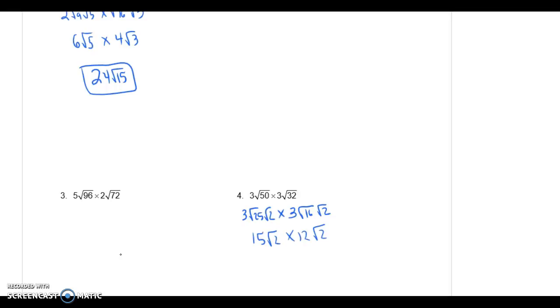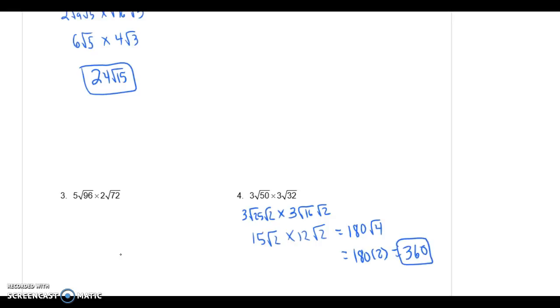So I can multiply 15 times 12, and that's going to give me 180. Multiply the square roots, and you get 4. This is where we might have to go a step further, because when I look at that radicand that's left, it's 4. That is a perfect square. So I'm going to simplify that further. When I take the square root of 4, I end up getting 2. So it becomes 180 times 2, which would give us 360.